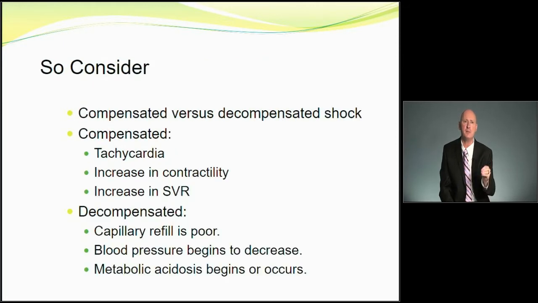So consider compensated versus decompensated shock. In compensated shock, your patient's going to be tachycardic, they're going to have much better contractility, and they're going to have a good systemic vascular resistance. In decompensated shock, that's where you start noticing capillary refills of greater than 5 seconds. Their blood pressure starts going down. Now we've got a patient hovering with a mean arterial pressure of about 60, in their 50s. Systolic is in the low 90s.